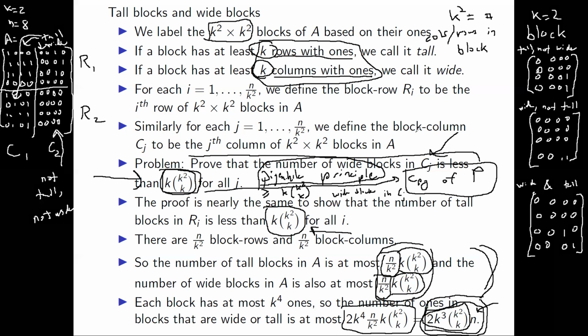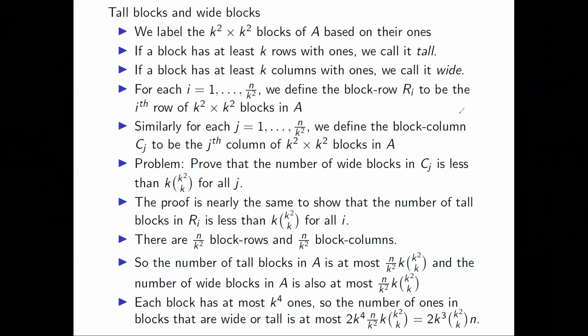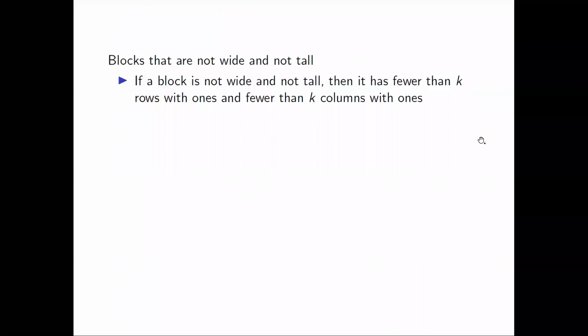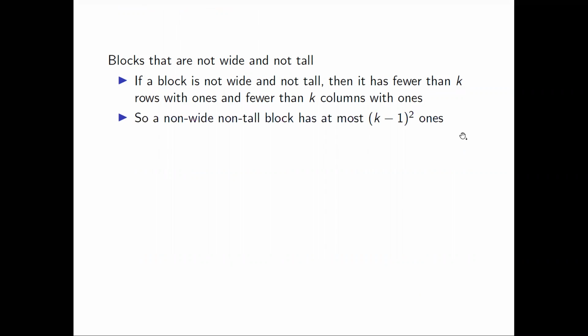So now that we bounded the number of ones in A that are in tall blocks or in wide blocks, we still have to bound the number of ones in A that are not in any tall blocks and not in any wide blocks. And we'll do that on the next slide. So, blocks that are not wide and not tall. We can see that if a block is not wide, then it has fewer than k columns with ones. And if it's not tall, then it has fewer than k rows with ones. If it has fewer than k rows with ones and fewer than k columns with ones, then clearly it has at most (k minus 1) squared ones.